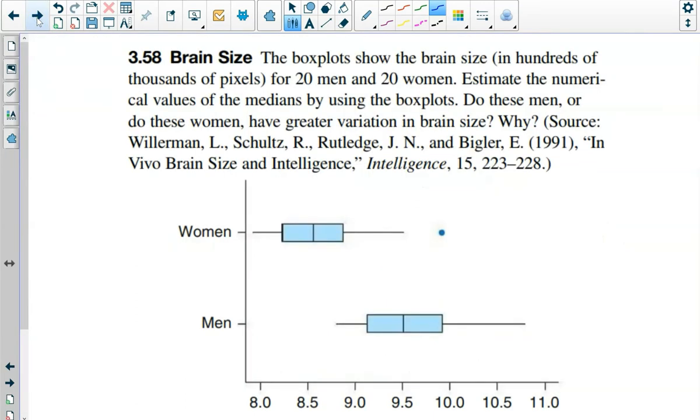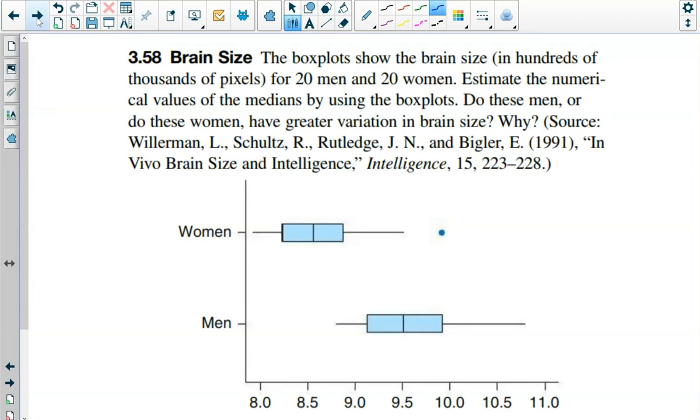Some things that you're going to see. I got 3 problems. So down below it says the box plot shows the brain size in hundreds of thousands of pixels for 20 men and 20 women. Estimate the numerical values of the medians by using the box plot. Do these men or do these women have greater variation in brain size?